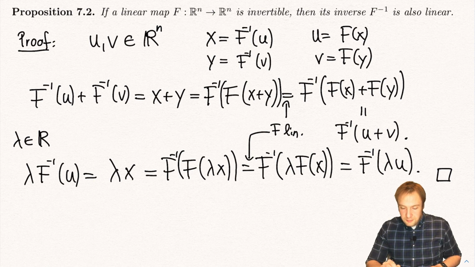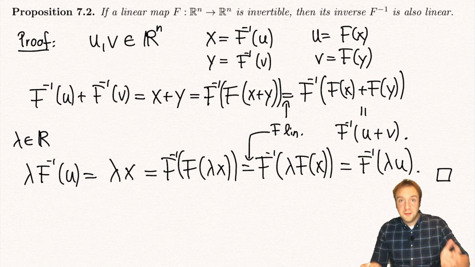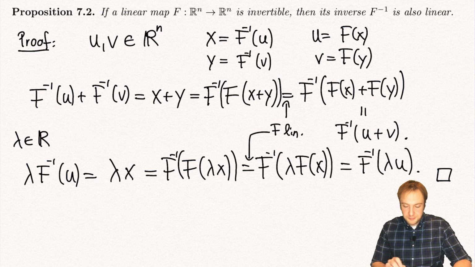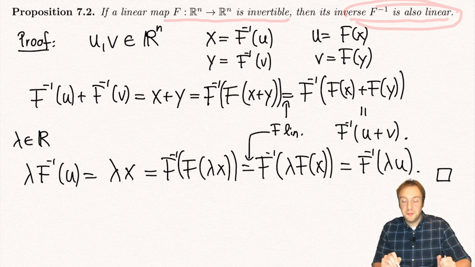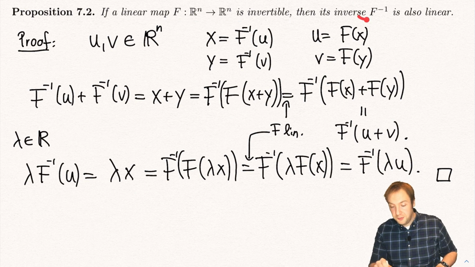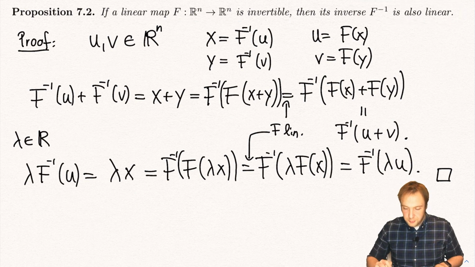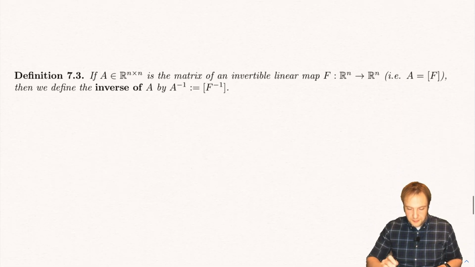Now this raises the next question, because every time I have a linear map, I also have a matrix attached to this linear map. So if I start with an invertible linear map F, then due to this proposition, the inverse exists and is also linear. Then we can ask, what about the matrix of this inverse? And this will get a name.